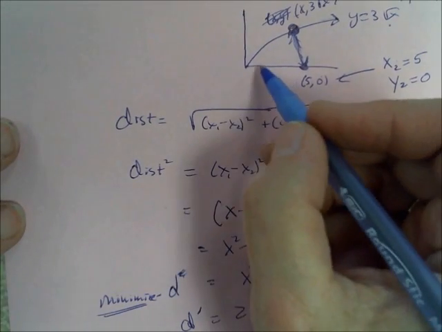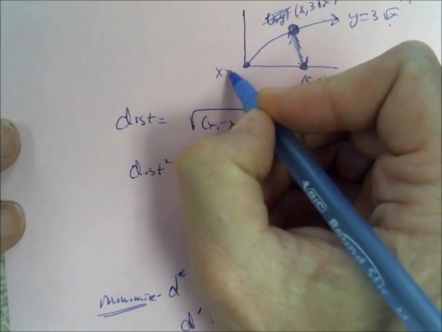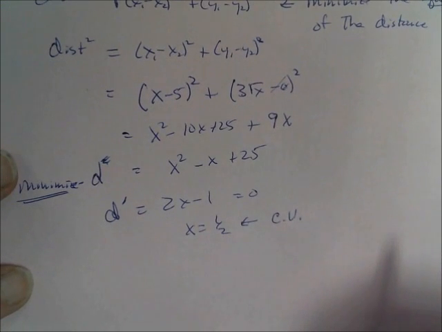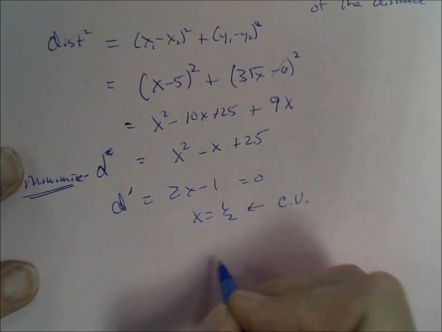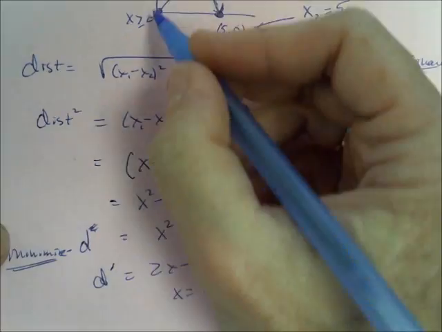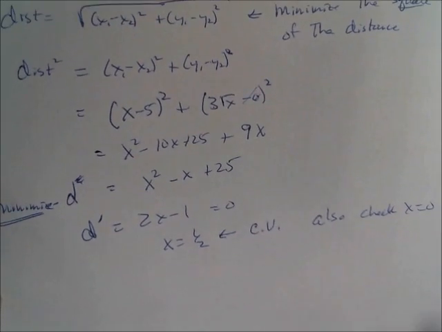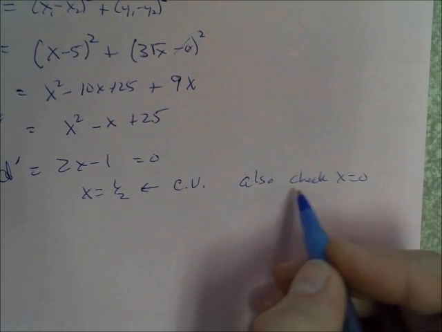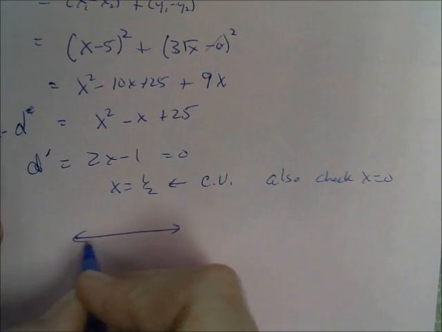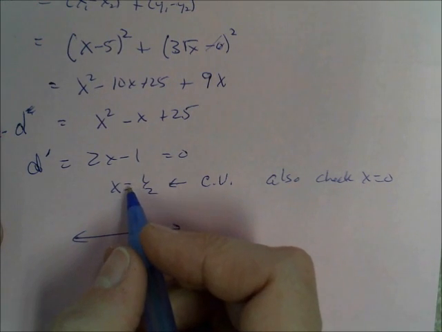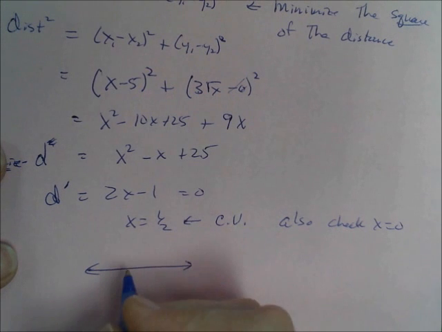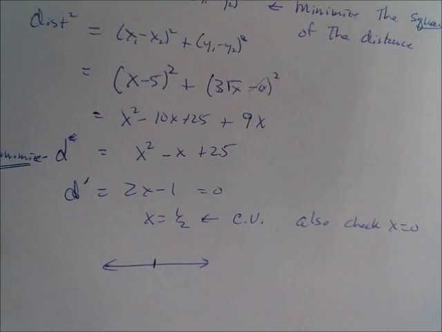Our domain of this is x has got to be greater than or equal to 0. So we also have to check the endpoint. Now this x does not have a maximum, so we don't have anything else to check on that. So we're going to check the x equals 1/2. We're going to check the distance between x equals 1/2 on this point up here and 5, 0. Okay, now first we have to make sure that's a minimum.